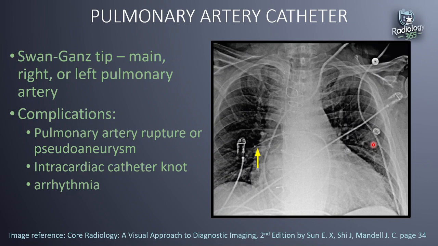pseudoaneurysm. Now, some other complications of pulmonary artery catheter placement include intracardiac catheter knot or an arrhythmia, looking at how this catheter runs all the way through the heart and then into the pulmonary arteries. These complications make sense. So in this image, you can see the pulmonary artery catheter taking its normal course through the superior vena cava, the right atrium, going through the tricuspid valve, the right ventricle, the pulmonic valve, and then finally finding its way into the right pulmonary artery here.